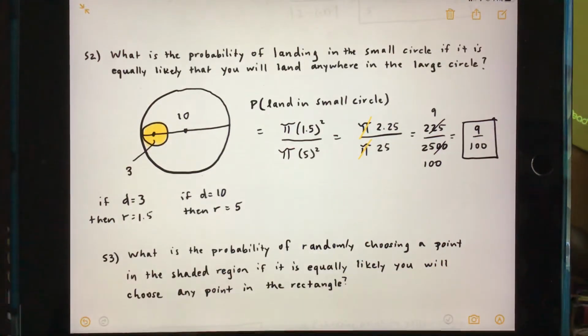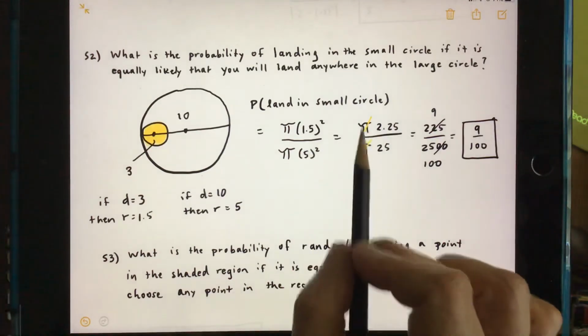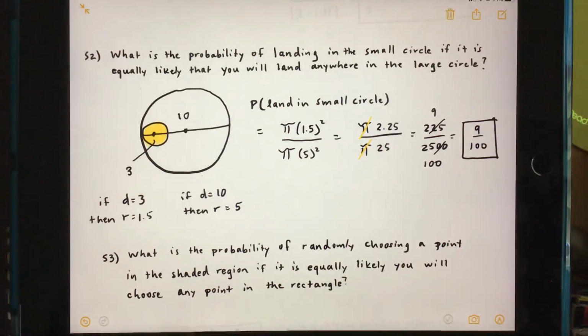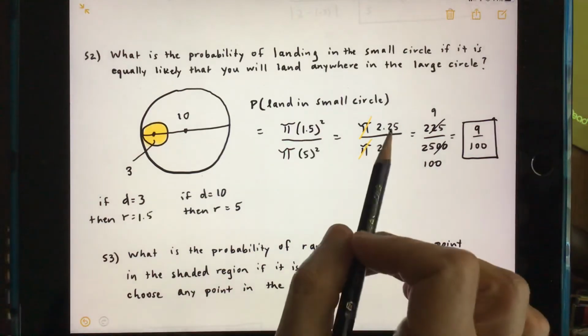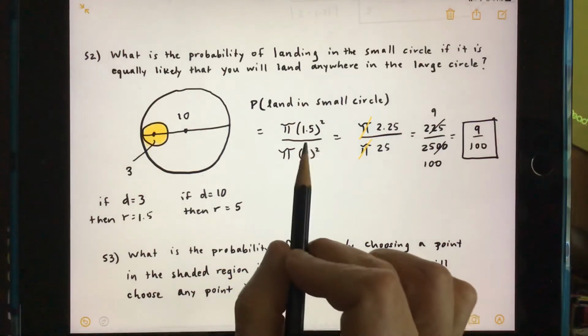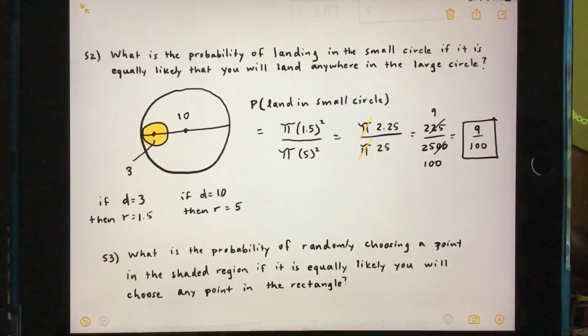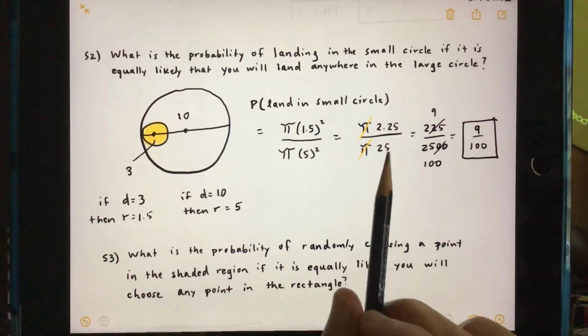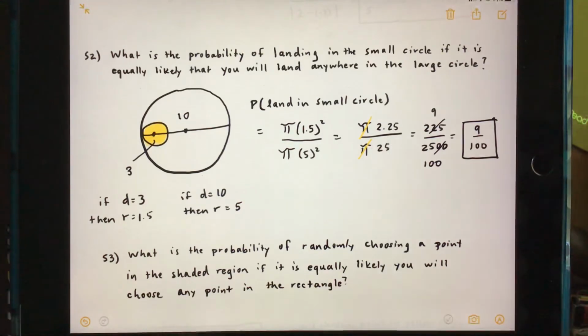And then I set about simplifying that. So the pi's are going to cancel out. That's nice. The 1.5 squared is 2.25, and I can do that mentally because I know 15 times 15 is 225, and I just put my decimal point in 2 places for the 2 decimal places in my product. And then on the bottom 5 squared is 25. So I'm going to go ahead and move my decimal point twice to the right in both numbers, in the numerator and the denominator. That's multiplying by 100 over 100. That gives me 225 over 2500.